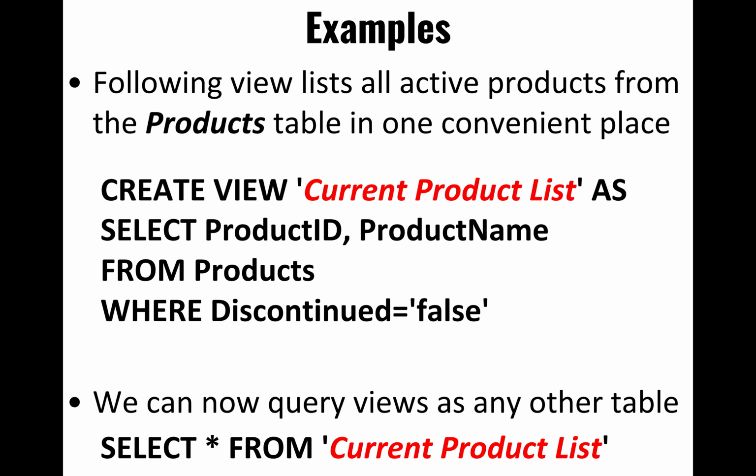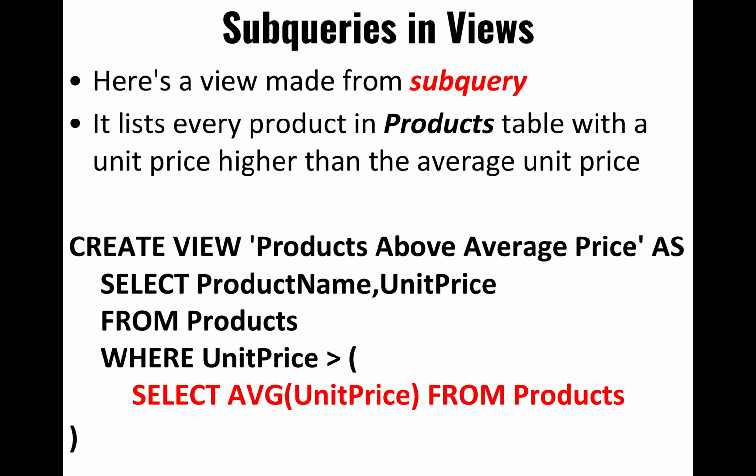I can select star from current product list, and notice that it's in the from clause. Treat it as if it were an actual table, but it's not, right? It's a virtual table. You can have fairly complex queries where you have a select statement, and inside of a select statement you can have perhaps another select statement embedded inside, which is pretty cool. These are generally referred to as a subquery, right? Anywhere where you have a select statement, you can replace it with a view.